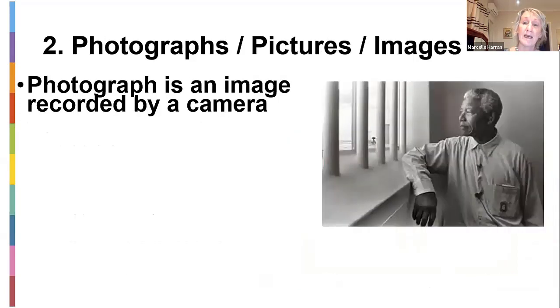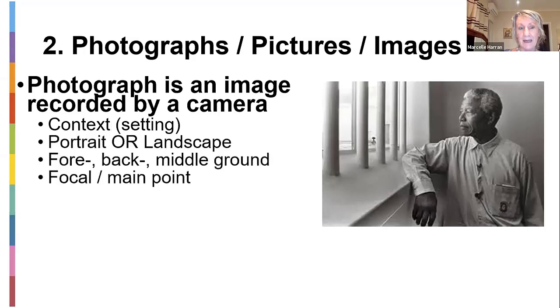Photographs. These are also the pictures and images. And this is obviously, as you know, a photograph, an image recorded by a camera. And here we see Madiba on Robben Island, and he's staring out his prison window through the bars. And there's a lot that we can assess about this. What is the context? It's Robben Island. It's more portrait than a landscape type picture, I would say. There is the fore, the back, and the middle ground. Focal point is Madiba.